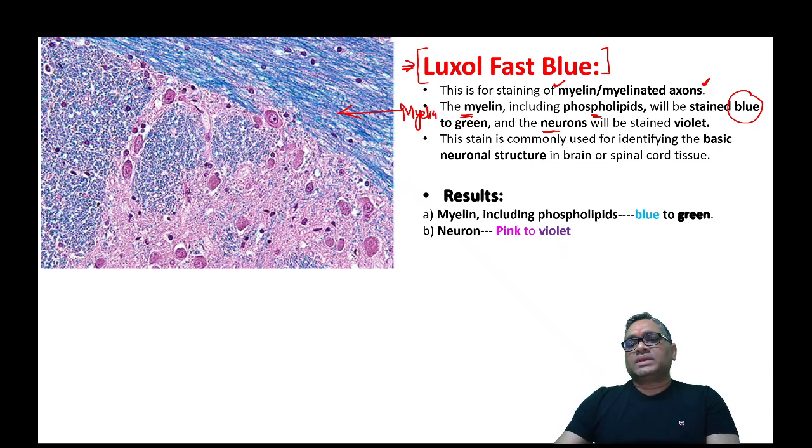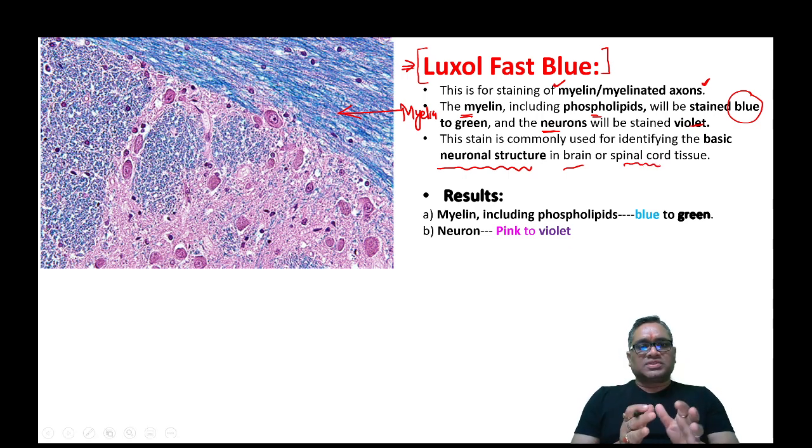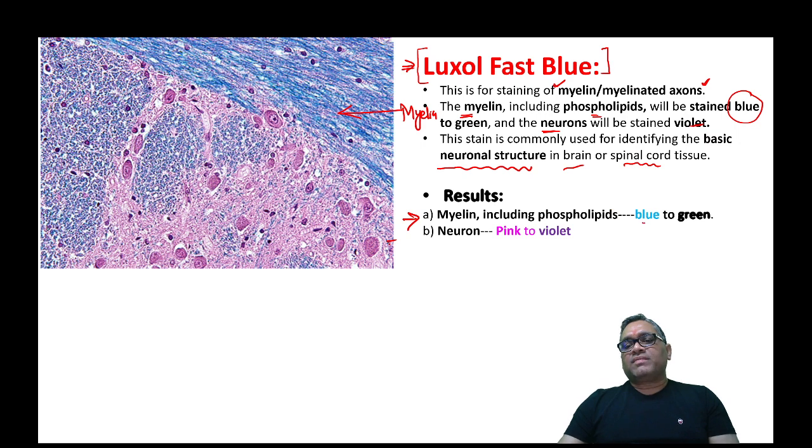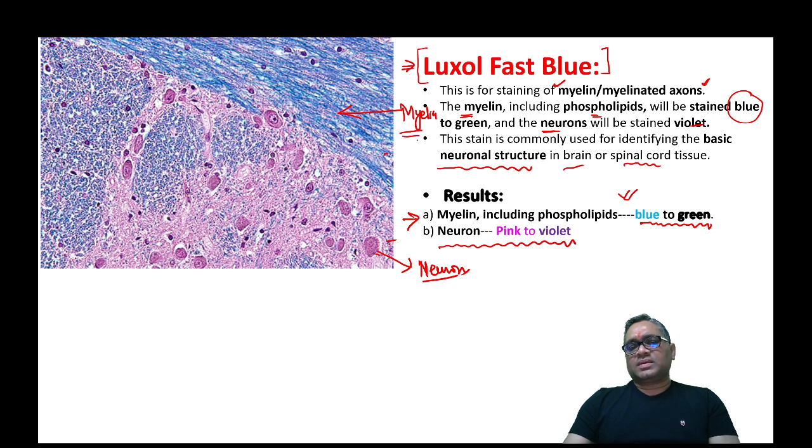And neurons will be stained violet, right? This stain is very commonly used for the basic neuronal structure of the brain or spinal cord tissue. So Luxol fast blue is basically for myelin which is present in the brain or the spinal cord. And remember what will be the color? Myelin including phospholipid will be bluish, or it can be green also, right? Majority of the time it will be blue only, as you can see in this picture also. And neurons will be looking pink or violet in appearance. So these are the neurons and these are the myelin, right? So this is about Luxol fast blue staining.